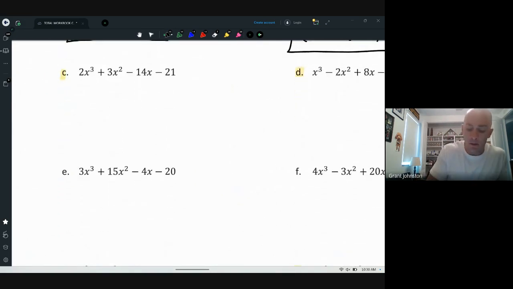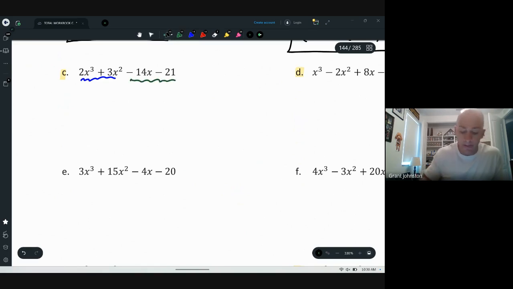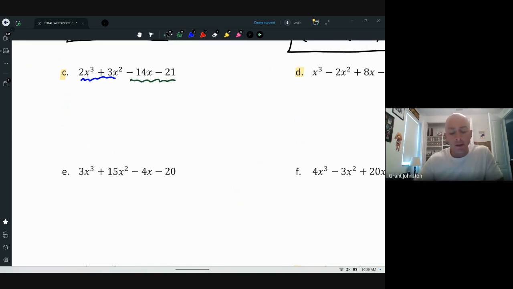Okay, let me group those. So out of the 2x to the third plus 3x to the second, I can't factor out a number. 2 and 3 don't have a common factor other than 1. But I can factor out an x squared. So if I factor out an x to the second power, I'll have a 2x and then a 3. And distribute to check. X squared times 2x is 2x to the third. X squared times 3 is 3x squared.